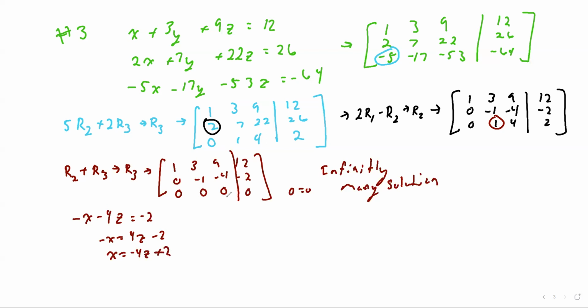That's your first equation. And then you want to take this equation right here, which will then just be 1. You want to replace x with the z function, which would be -4z plus 2, plus your 3y plus 9z equal to 12. And your goal is then to solve for the y.